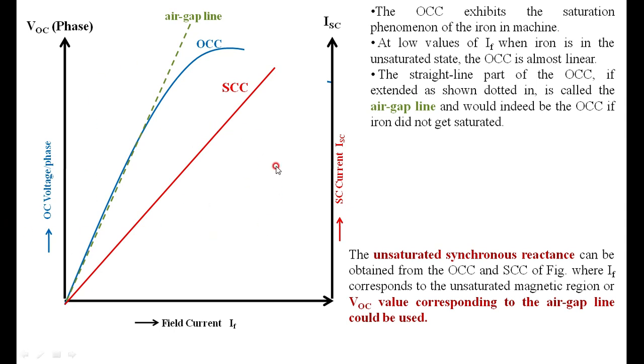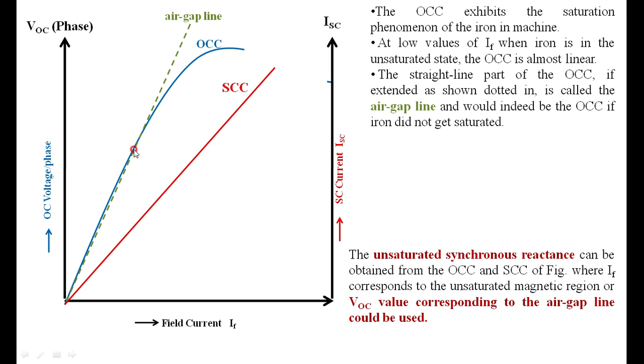Then, from the open circuit characteristics and short circuit characteristics, I have to find the synchronous reactance of an alternator. The question arises where you have to take the point on the open circuit characteristics, because we know the definition of the synchronous impedance ZS is open circuit voltage divided by short circuit current. You can see there are two different regions in the OCC. One is the linear portion, the unsaturated region of the magnetic field, and the other one is the saturated portion.